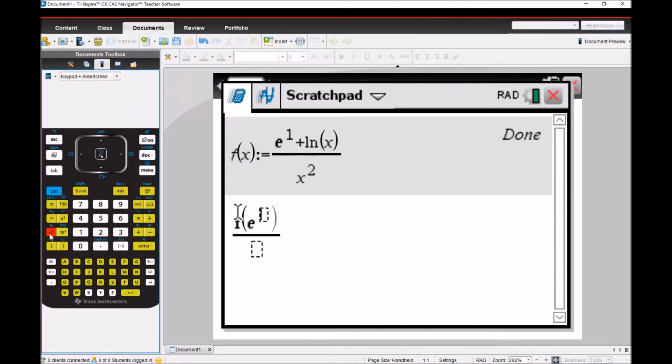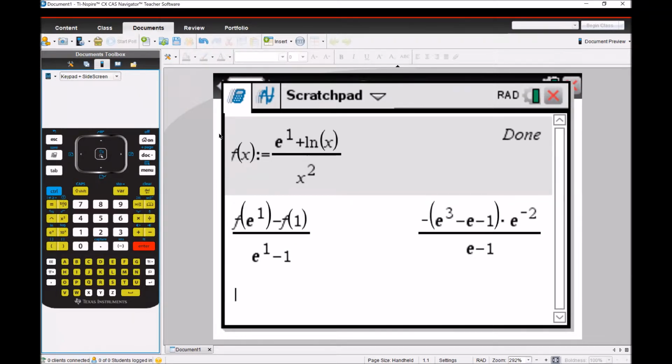And again, if you don't put anything in that box, I'm pretty sure, I'm not sure. There we go. Let's just make sure. f of e minus f of 1 over e minus 1. And is that what we've got? I think it is. It's written very weird.